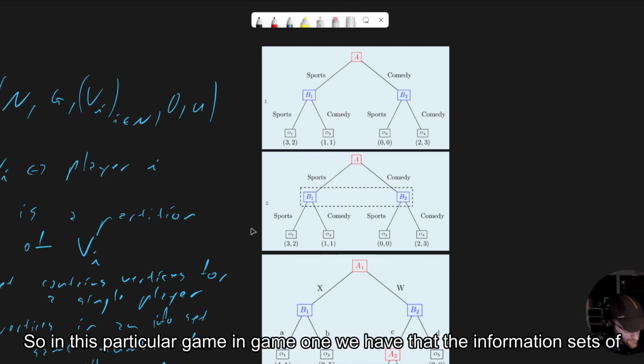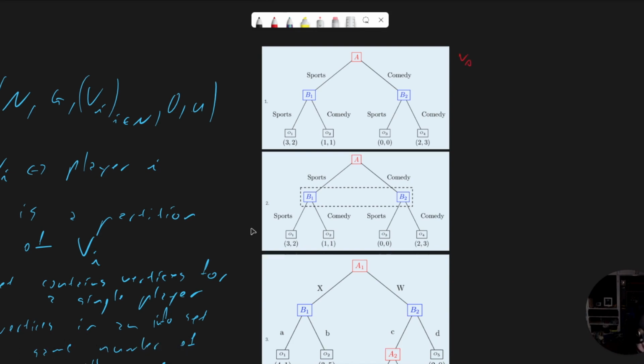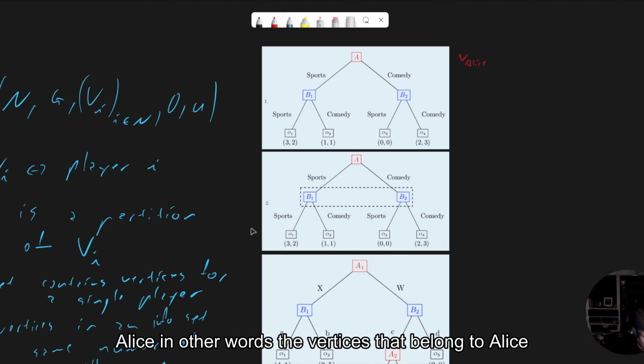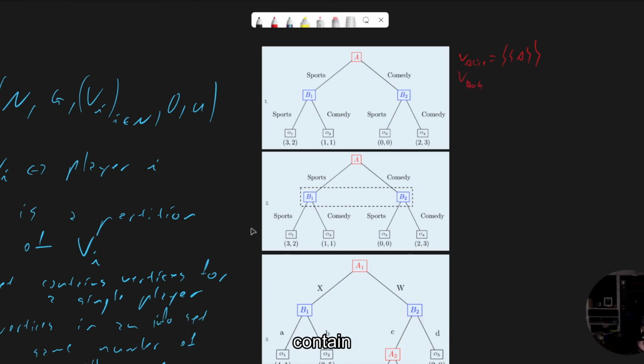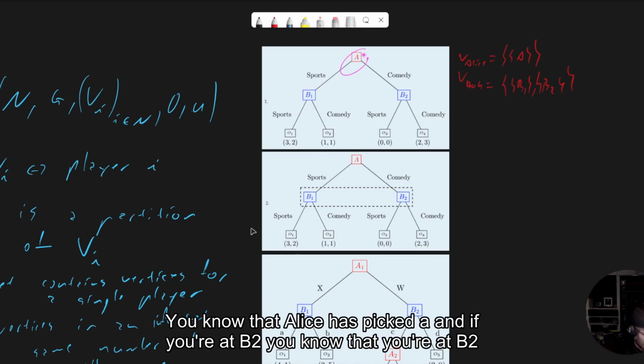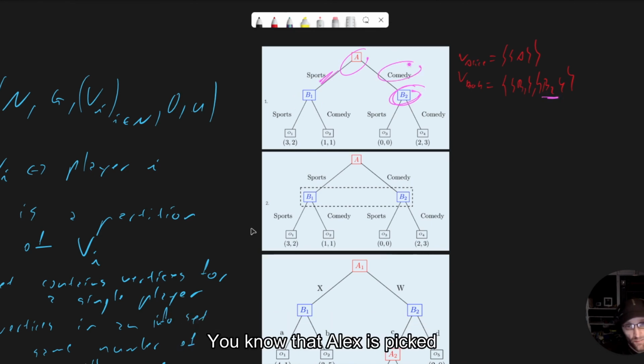So in this particular game, game one, the information sets of Alice, in other words the vertices that belong to Alice, just contain the one partition, which contains the vertex A. And the vertices of Bob contain B1 and B2. In other words, if you're at B1, you know you're at B1. You know that Alice has picked A. And if you're at B2, you know that you're at B2. You know that Alex has picked Comedy.